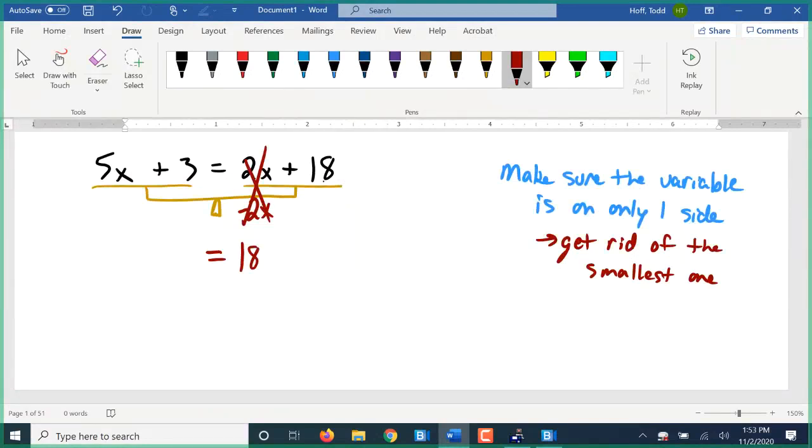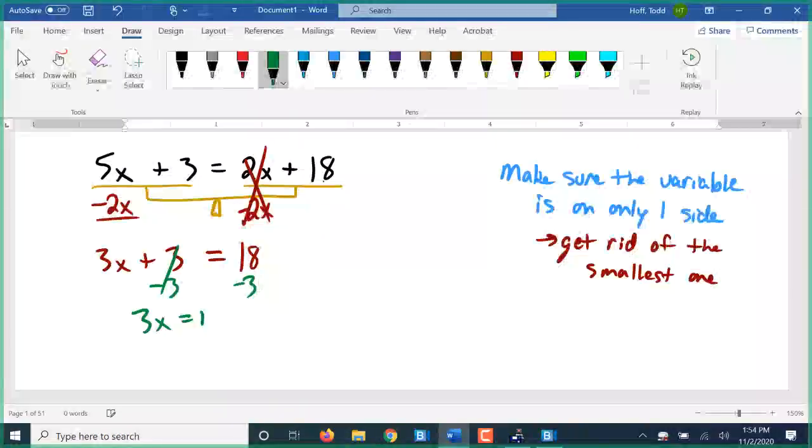On the left side, the only place we can subtract 2x from, remember when we add or subtract, we have to have the same name. So the only thing we can subtract 2x from is from the 5x. 5x minus 2x, 3x. And we have the plus 3. Now we can go ahead and solve. We're going to subtract 3. Makes that go away. We have 3x equals 15. Then to get rid of the other 3, that's multiplying x, so we're going to divide by 3. X equals 5.